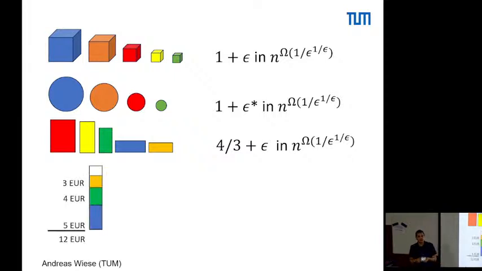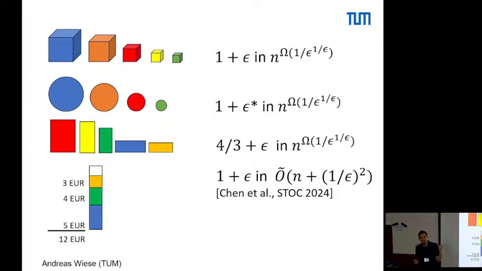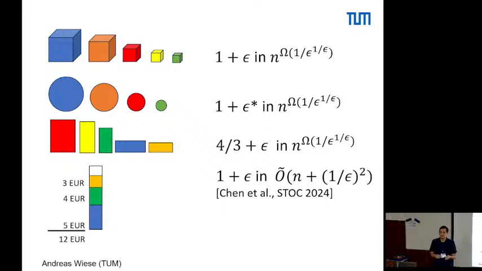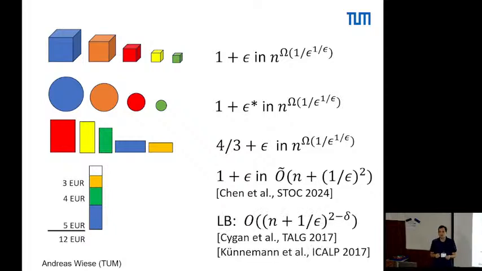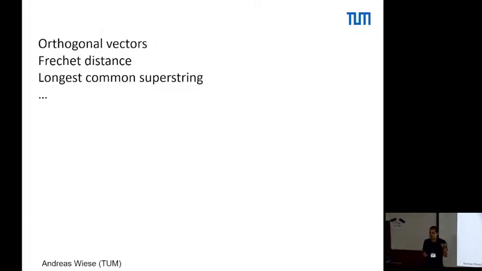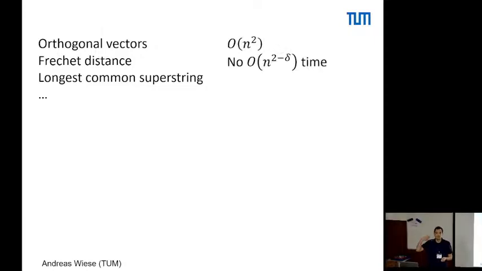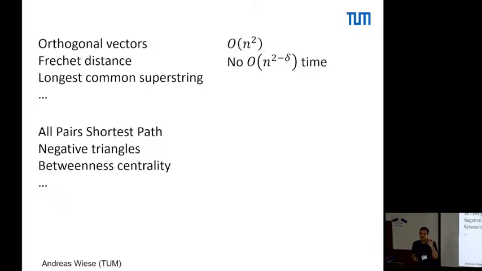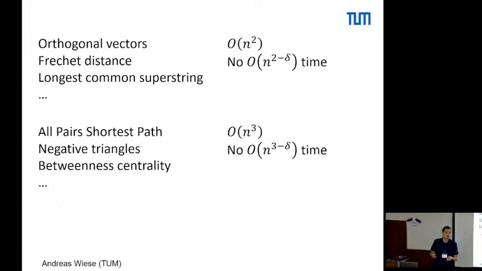On the other hand, for one-dimensional knapsack, we now have this recent result that gives us a running time of n to the 1 by epsilon squared, up to logarithmic factors, and this is even tight under some conditional lower bounds. And as you probably know, there are also other results where, for example, for problems like orthogonal vectors, edit distance, longest common subsequence, there is an order n squared algorithm and there is a conditional lower bound. And in this case it says either we can solve all these problems faster than n squared or none of them. And similarly for all pairs shortest path, negative triangle, betweenness centrality, there is an order n cubed algorithm and some matching conditional lower bound.